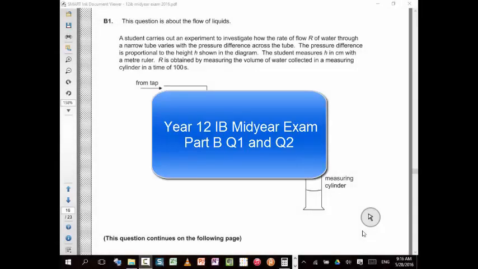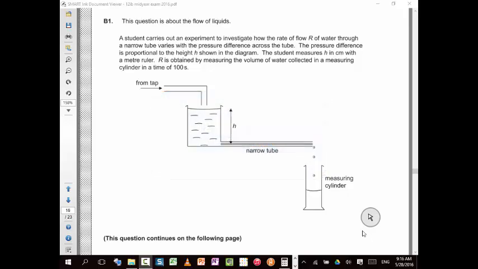Okay, I'm now going to go through part B of the mid-year exam for year 12. So it starts with that data analysis question. The student carries out an experiment to investigate how rate of flow through a narrow tube varies with the pressure difference across the tube. The pressure difference is proportional to the height h as shown. The student measures h in centimeters with a meter ruler. R is obtained by measuring the volume of water collected in a measuring cylinder in a time of 100 seconds.